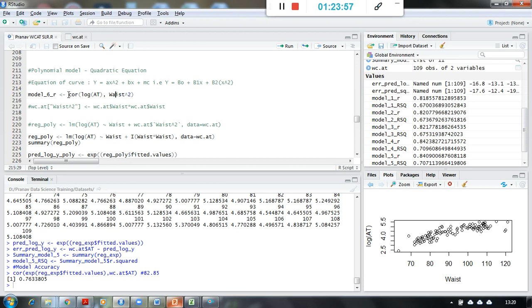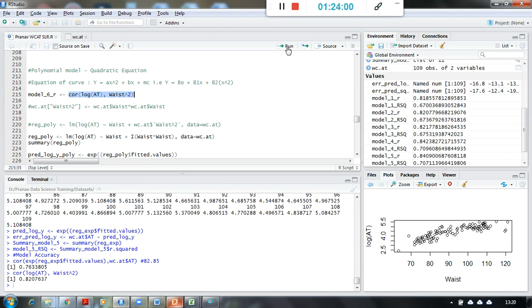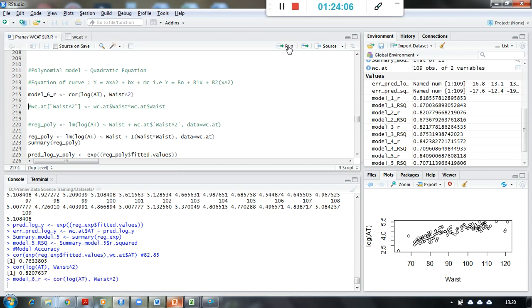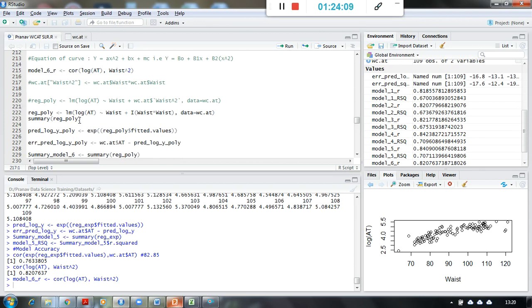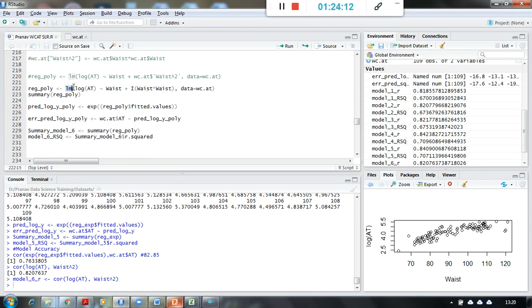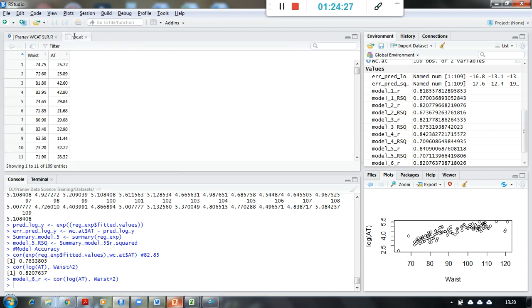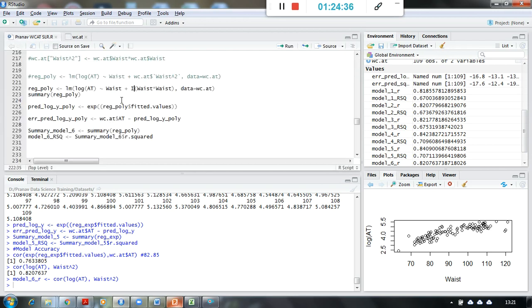I'm simply checking what it is for west square. So it is 82.07, right? So I'm storing this smaller value, and I'm going to build a model over here, writing this code: lm of log of AT tilde west plus, and here is an interesting thing, I'm integrating it with west into west. Why I'm doing it in this way is only because I have not created a column naming west square. Had I created another column over here, I wouldn't have to use it in this way, right?